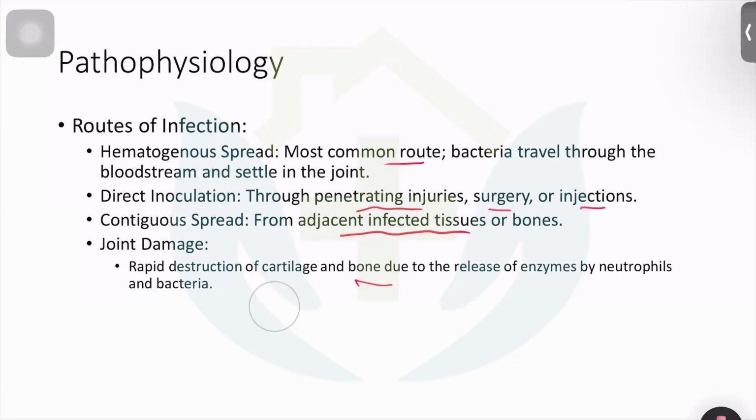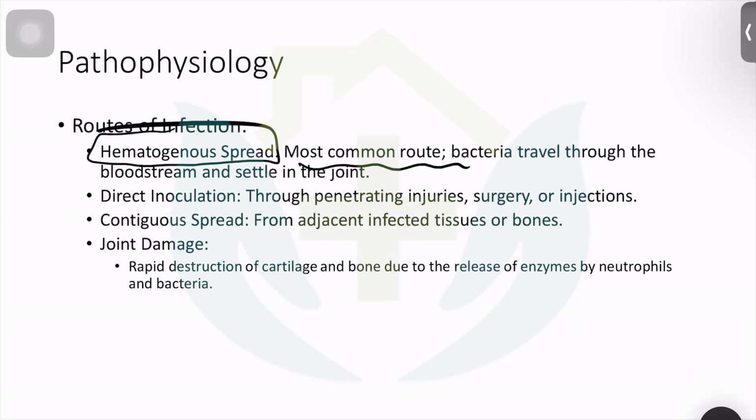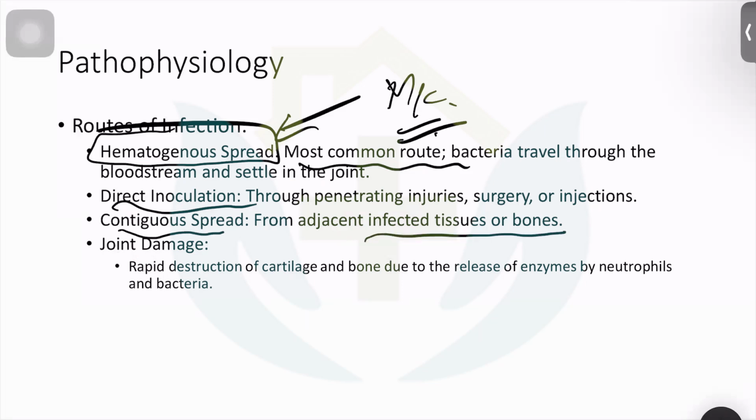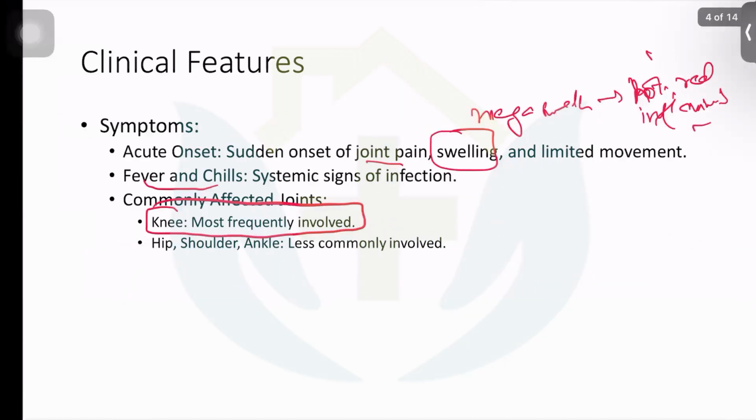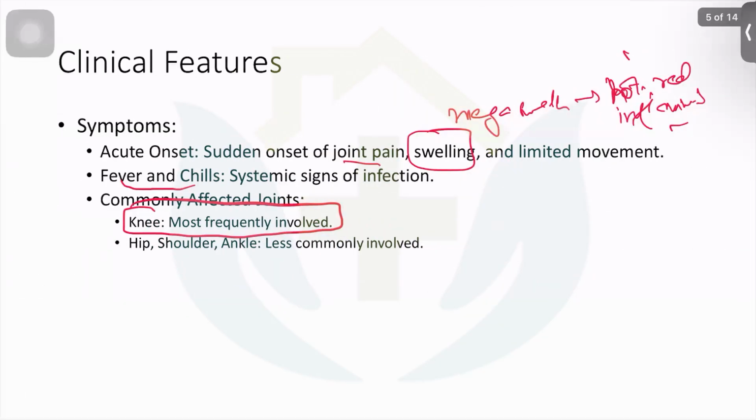What are the routes of infection? Usually hematogenous spread. This question has been asked many times. This is the most common route. Direct inoculation is also there, but remember, hematogenous is the most common. Never confuse. Contiguous spread is from the skin and bones. Joint damage is rapid because the bacteria eat up the cartilage and bone due to release of enzymes by both neutrophils and bacteria.